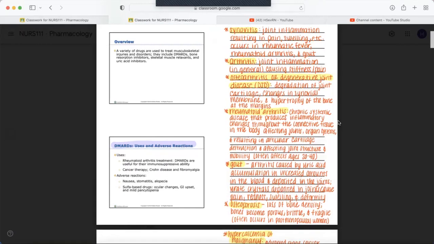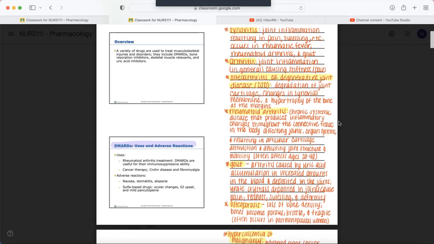There's synovitis, which is a joint inflammation. It's actually an inflammation of the synovial membrane that causes pain, swelling, and really happens when we have like rheumatic fever, rheumatoid arthritis, or gout. We might see some synovitis. Arthritis in general is joint inflammation that causes stiffness or pain. Osteoarthritis, sometimes called or turns into a worsening condition called degenerative joint disease, DJD, is degradation of the joint cartilage that causes changes that happen in that synovial membrane, and then hypertrophy of the bone at the margins.